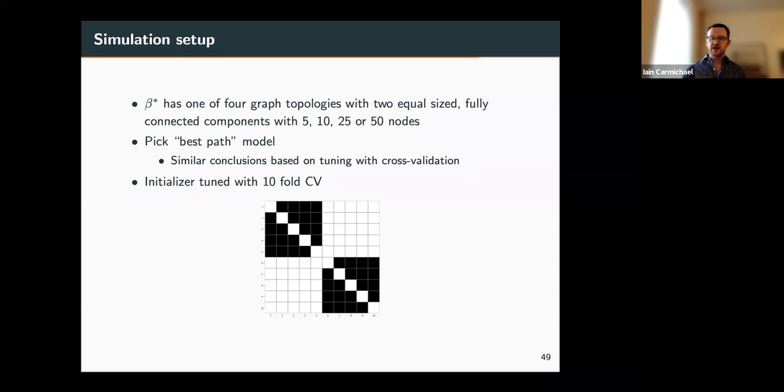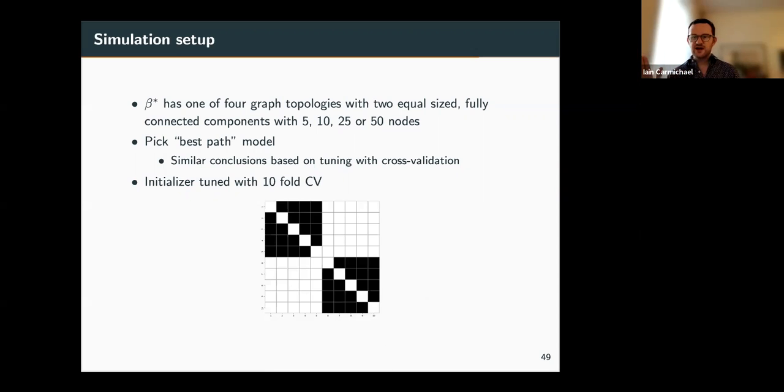I'm going to look at 4 different graph topologies. In all of them, beta is going to have 2 equally sized connected components. So the graph of beta will look something like this, and I'm just going to change the number of nodes. The first one has 5 nodes, the second one 10, etc.